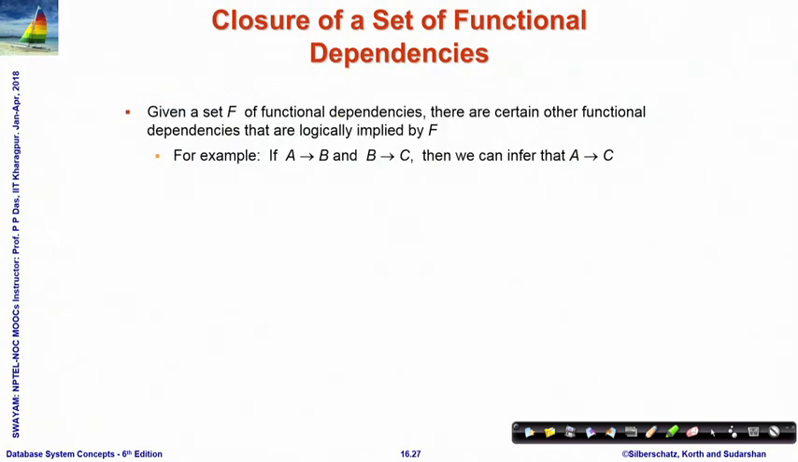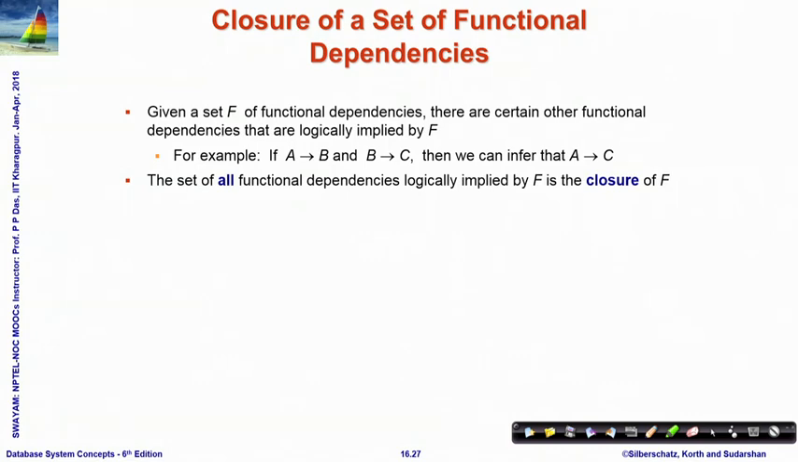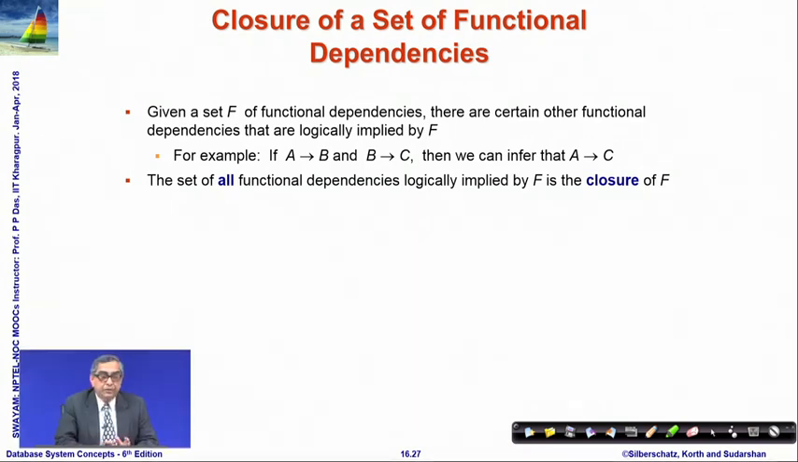Given a set of functional dependencies, we can actually compute a closure. For example, if A functionally determines B and B functionally determines C, then we can infer that A functionally determines C, because if two tuples match on A, A determines B says that they match on B. Now, if B functionally determines C also holds, then if they match on B, they match on C. So, if they match on A, then necessarily they have to match on C.